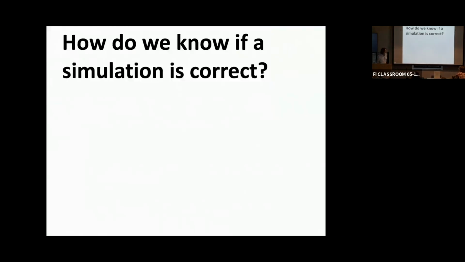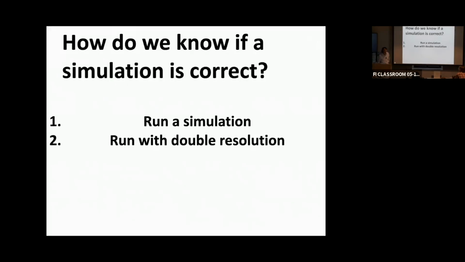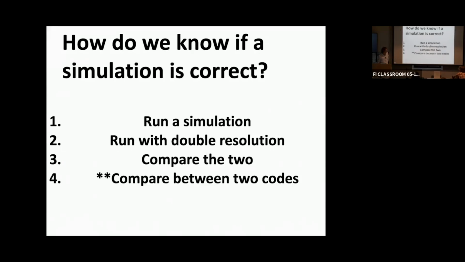So how do you know if a simulation is correct? Well, what you should really do is run a simulation, run with double the resolution, and see if you get the same result. And that's something that they didn't do in that test, right? And even better is if you can compare between two codes. If you get the same result with two codes at different resolutions, then you can be pretty confident in your solution. And that's what I'm going to show you, and that's why I'm claiming, based off that, that there's lots of maybe suspicious things going on in that one simulation, the Gizmo simulation that I showed.